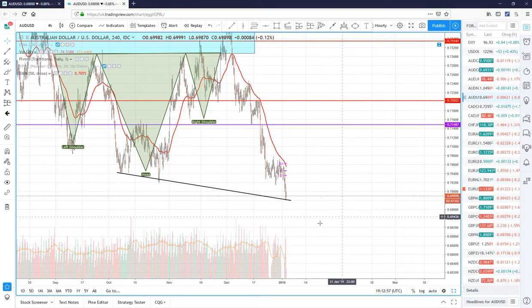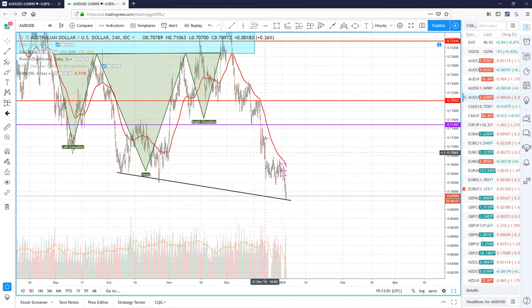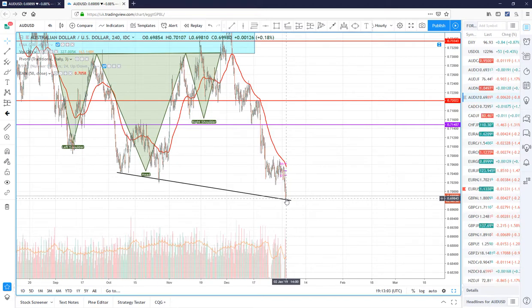Wait for some structure to come in place first of all. Notice how it's all lower highs, lower lows, lower high, lower low, lower high, lower low, chop, lower low again. It has not changed trend whatsoever. So just bear that in mind if you do go long on this pair.